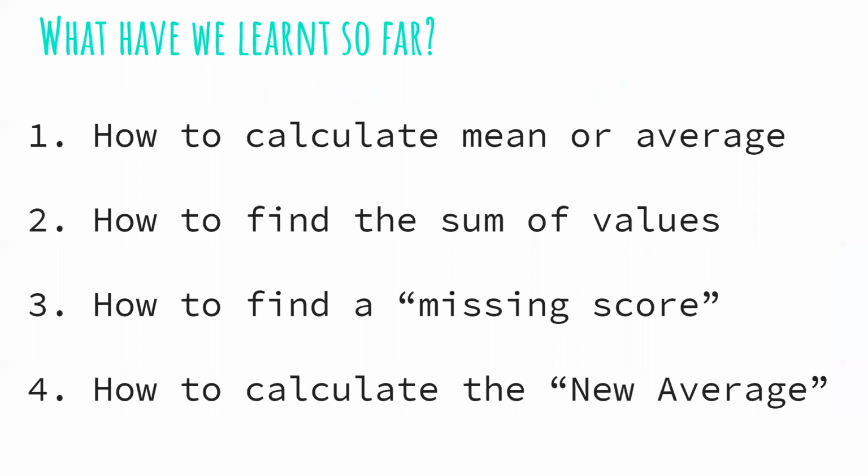So let's review what we've learned so far. We now know how to calculate mean or average, the 2 methods to find the sum of values. We've learned how to calculate a missing score, and we've learned how to calculate the new average. And let me remind you that the formula remains the same for new average. Sum of values divided by number of values. It's just important to use the correct sum and the correct number of values.